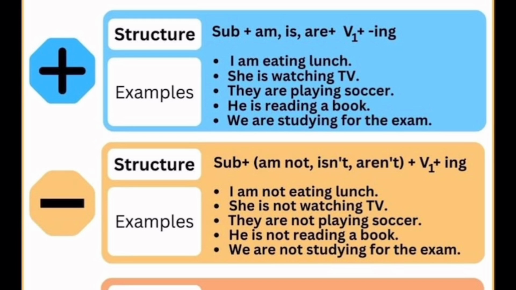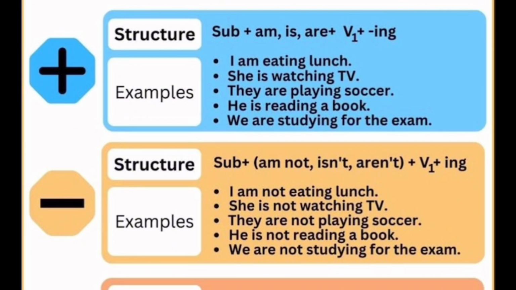Now, if it is negative structure, all you need is to add not to those auxiliary verbs. So you say, I am not eating lunch. She is not watching TV. They are not playing soccer. He is not reading a book. We are not studying for the exam.